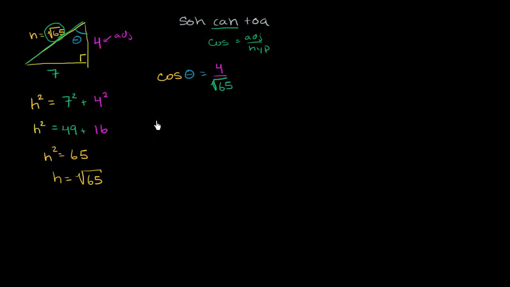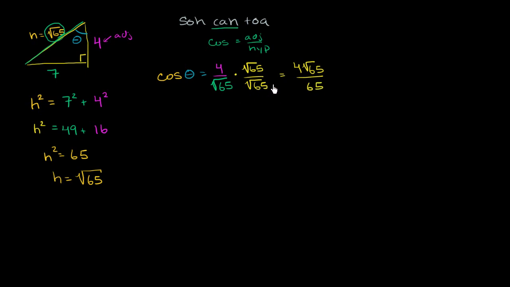And sometimes people want you to rationalize the denominator, which means they don't like to have an irrational number in the denominator, like the square root of 65. If you want to rewrite this without an irrational number in the denominator, you can multiply the numerator and the denominator by the square root of 65. This clearly will not change the number because we're multiplying it by something over itself. So we're multiplying the number by 1. That won't change the number, but at least it gets rid of the irrational number in the denominator. So the numerator becomes 4 times the square root of 65. And the denominator, the square root of 65 times the square root of 65, is just going to be 65.